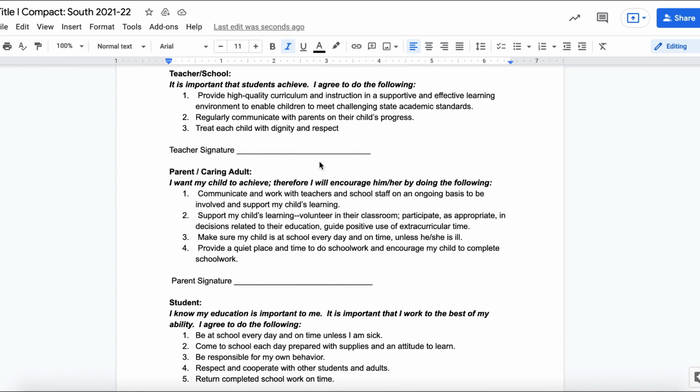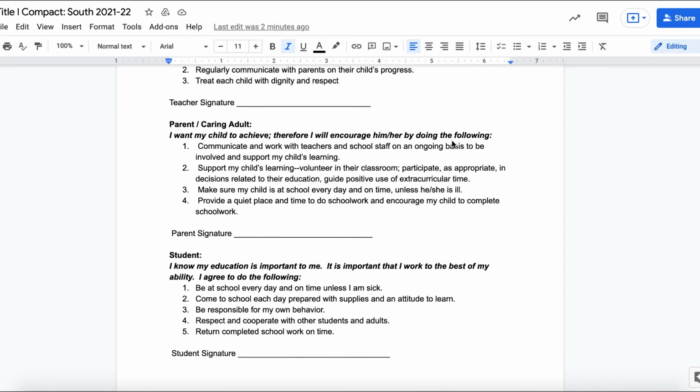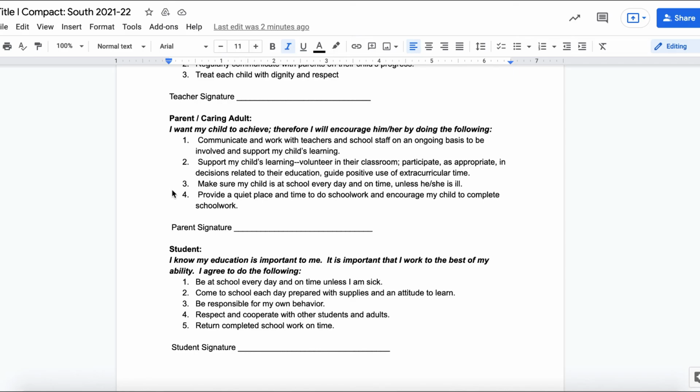So taking a look at some of this stuff here, just as a reminder for you, these were all the things that we all agreed that we were going to do and provide for our students. So we had a nice little teacher and school part here. We had the parent or caring adult part that was right here, and we had the student part that was right there. Those are all the things that we kind of promised each other that we would stick through and make sure that we're holding up on our end, just as you're holding up on your end, and giving your child the best possible education that we can here at South Elementary.